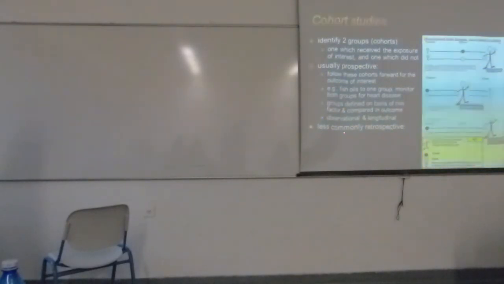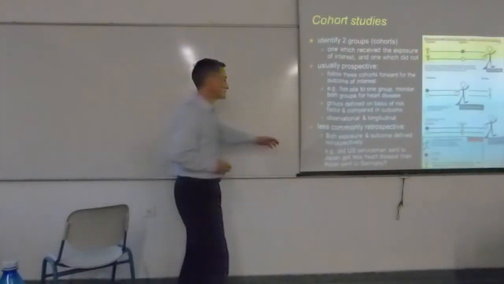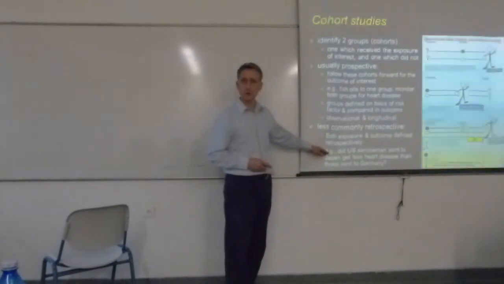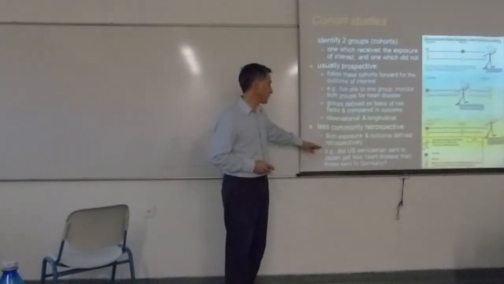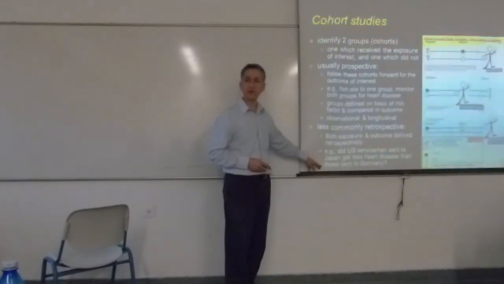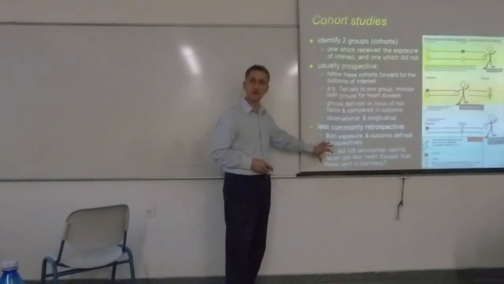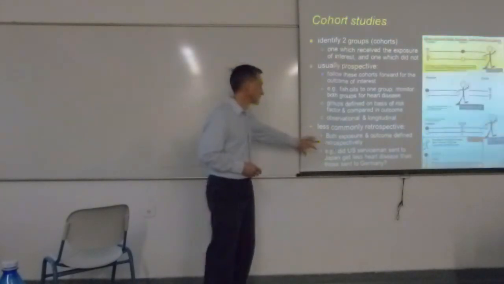Now, occasionally they can be retrospective. A retrospective cohort study, the best example I've come across of this is when they did research in America. They looked at people in World War II who went to Japan and therefore had a diet that was high in fish oil, and compared them with people that went to Germany and had a diet that wasn't so high in fish oil. And they asked, did they have different heart disease after a number of years in each country? So that's a retrospective type of cohort study.